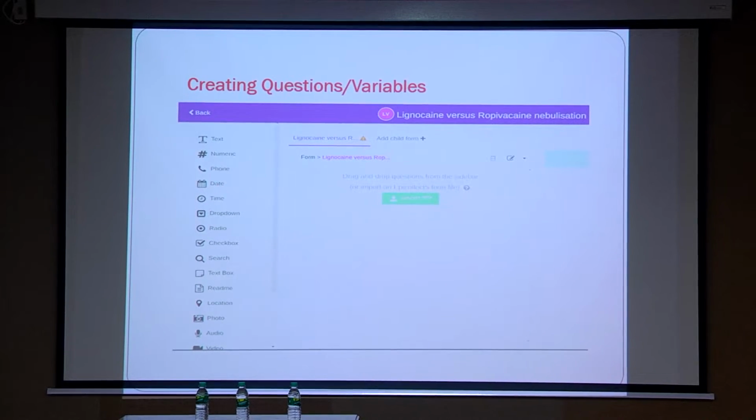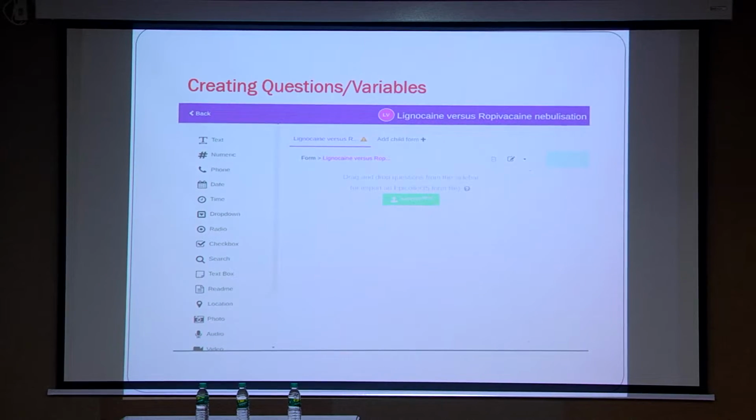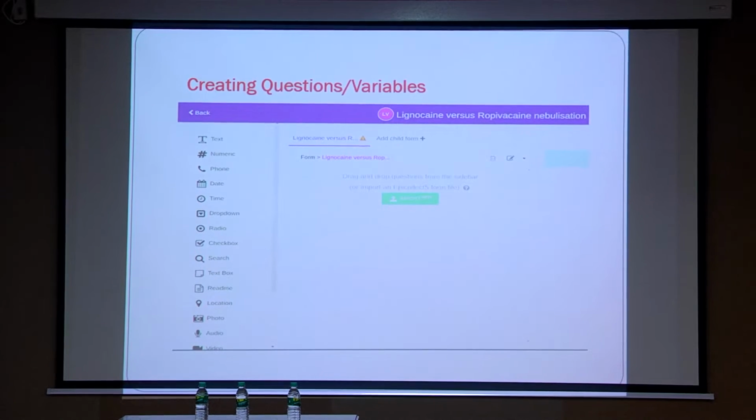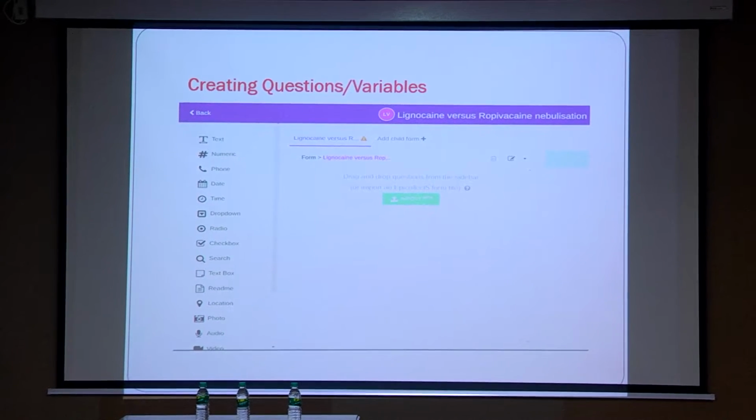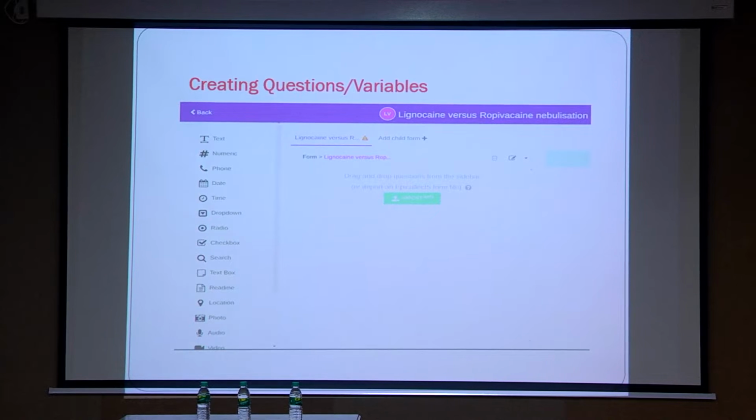Text, numeric, phone, date. It is written as drag and drop questions from the sidebar. What type of question you want to type here, whether it's a text or a numeric. If it's a numeric like age of the patient, I want to type the question. I drag the numeric here and drop here and start typing the question, age of the patient.